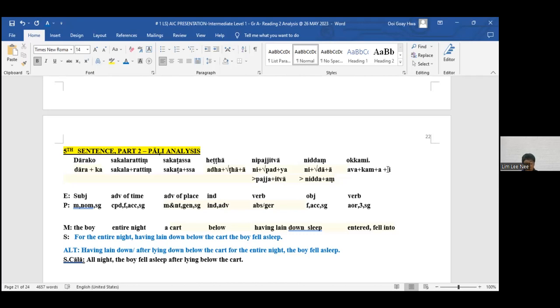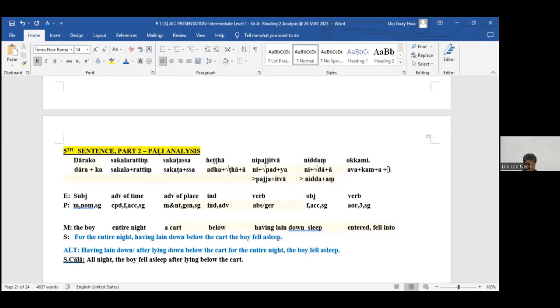Sakalavatim is made up of two words, which means it is a compound word, meaning entire night. In English it is an adult time. In Pali it is compound, feminine, accusative, singular. Sakatasa means a cart. In English it is a genitive of place.